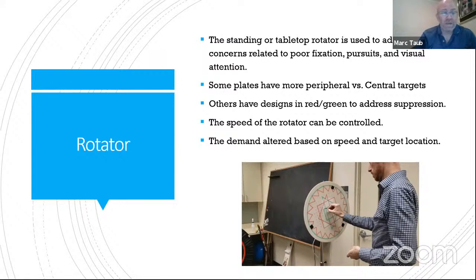A good rotator is going to have good controls, and you just may need to slow that down a little bit. So there are several different ways. You can also see that there is an anti-suppression component to it as well, because these targets are red-green.